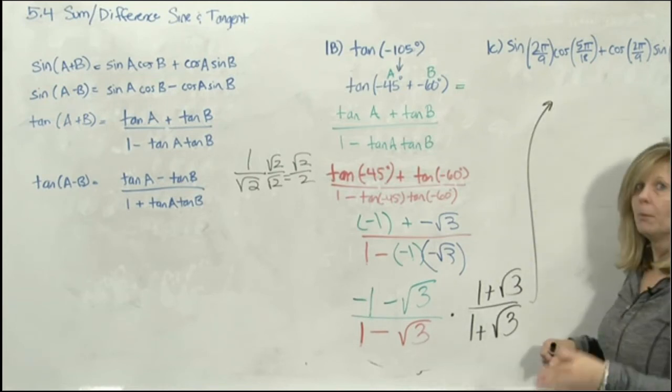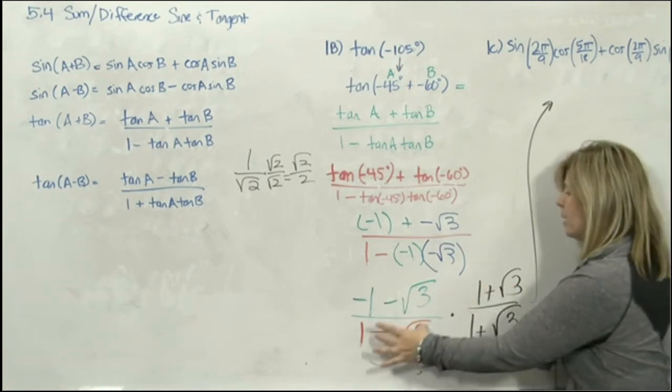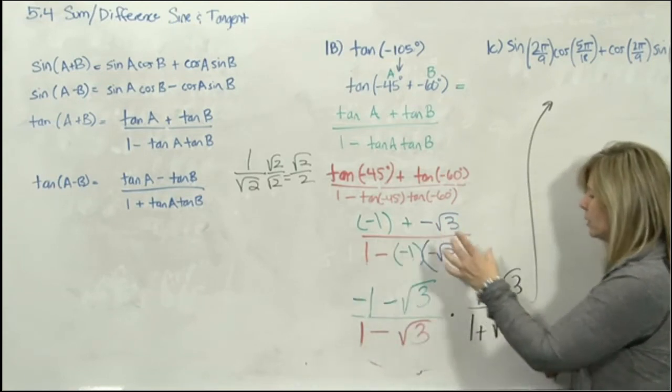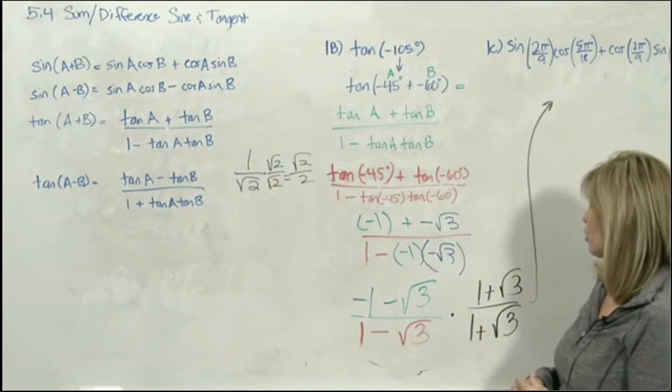So we know multiplying fractions is no problem. Top times top, bottom times bottom. To multiply a binomial times a binomial is the FOIL method. So here we go. We're going to go first. We're going to go slow.